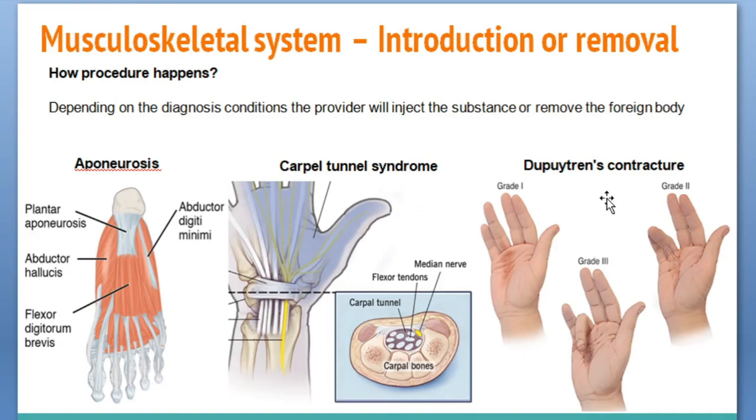And the third picture is about Dupuytren's contracture. Due to the tightening of fibrous tissues beneath the skin, the ring finger and little finger bend towards the palm. So, for this particular condition, the physician will inject collagenase into the fingers, which will make the tissue strong and flexible and dissolve the knot of the palmar fascia.